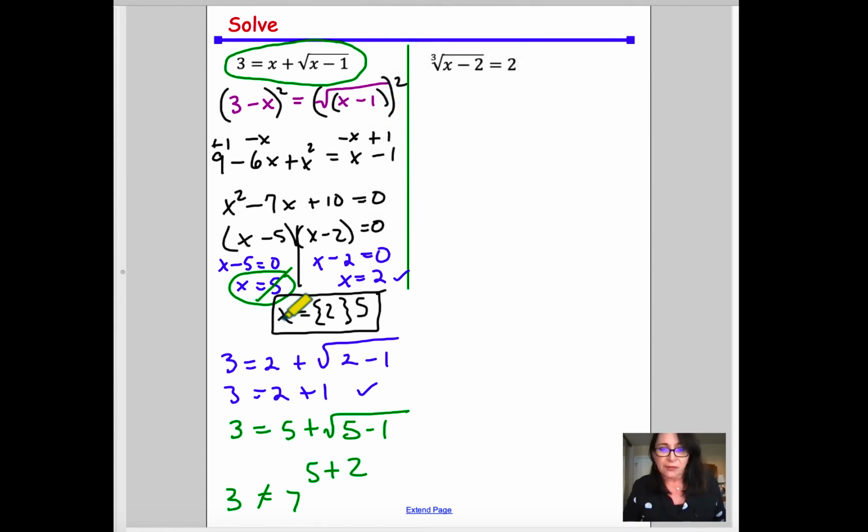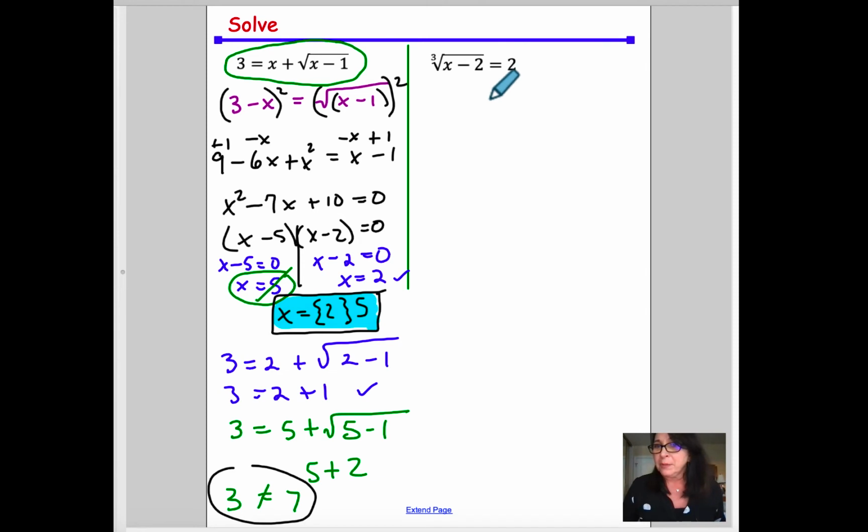You can highlight it if that makes you happy or not, but that's how you would write your answer. Your solution is 2, x cannot equal 5. 5 becomes an extraneous solution because it didn't work when we plugged it back into the equation.